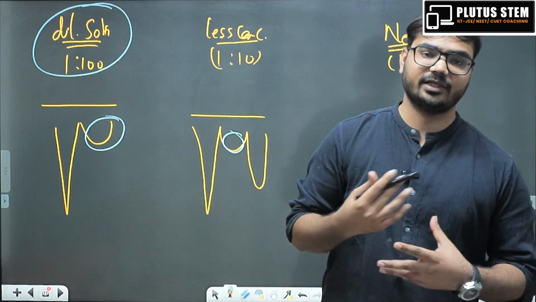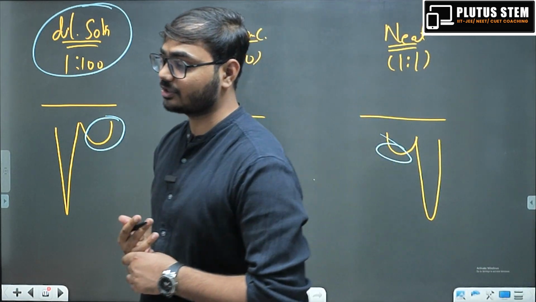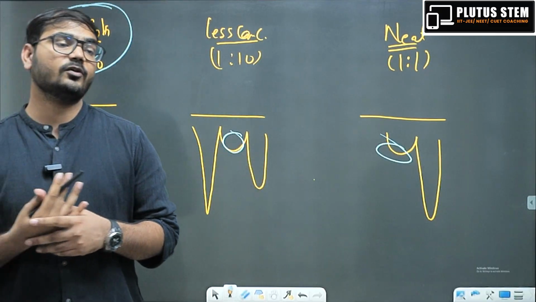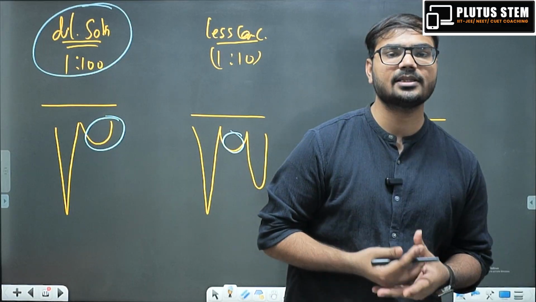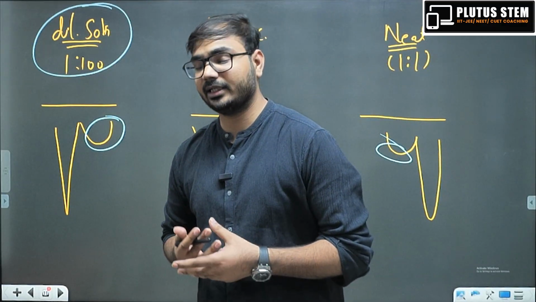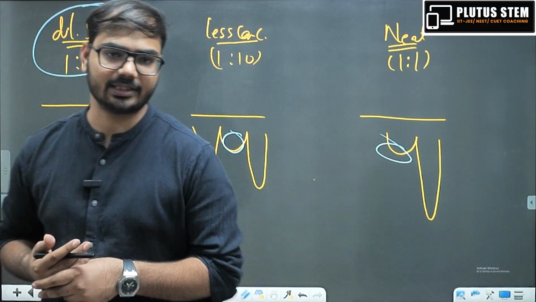So I hope this has cleared all your doubts regarding how the shift in IR spectra occurs, how different bands can tell us about different phenomena that exist in a molecule, and how they affect the position of those bands.